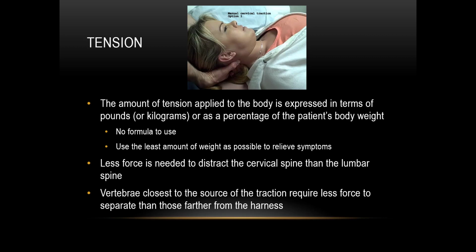A good rule of thumb is to use the least amount of weight as possible in order to relieve symptoms. Less force is needed to distract the cervical spine than the lumbar spine. The vertebrae closest to the source of traction require less force to separate than those further from the harness, so it is important to know where in the spine you are trying to create a distraction.